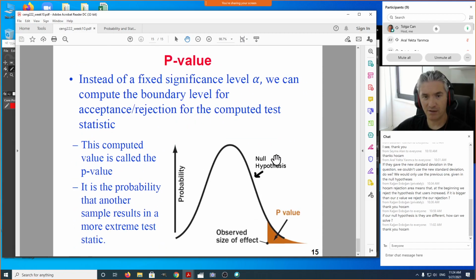So that's the last slide here on this chapter 9. As I said, this is the observed size of effect. This is our observed sample's z value, and p-value is the area under the curve to the right hand side of this, if it falls on this tail. If your observed effect is to the left hand side here, p-value will be the area under the curve to the left. And this is our null hypothesis.